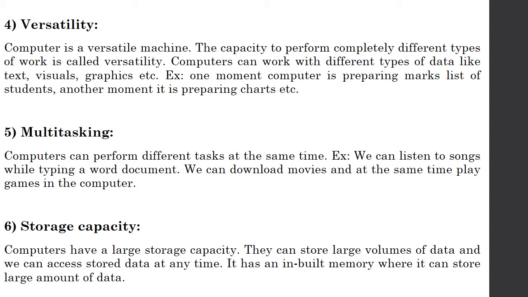Fifth one is multitasking. Now multitasking means performing different tasks at the same time, simultaneously. Example, we can listen to songs using a computer while typing a Word document. We can also download movies at the same time and also play games on the computer.